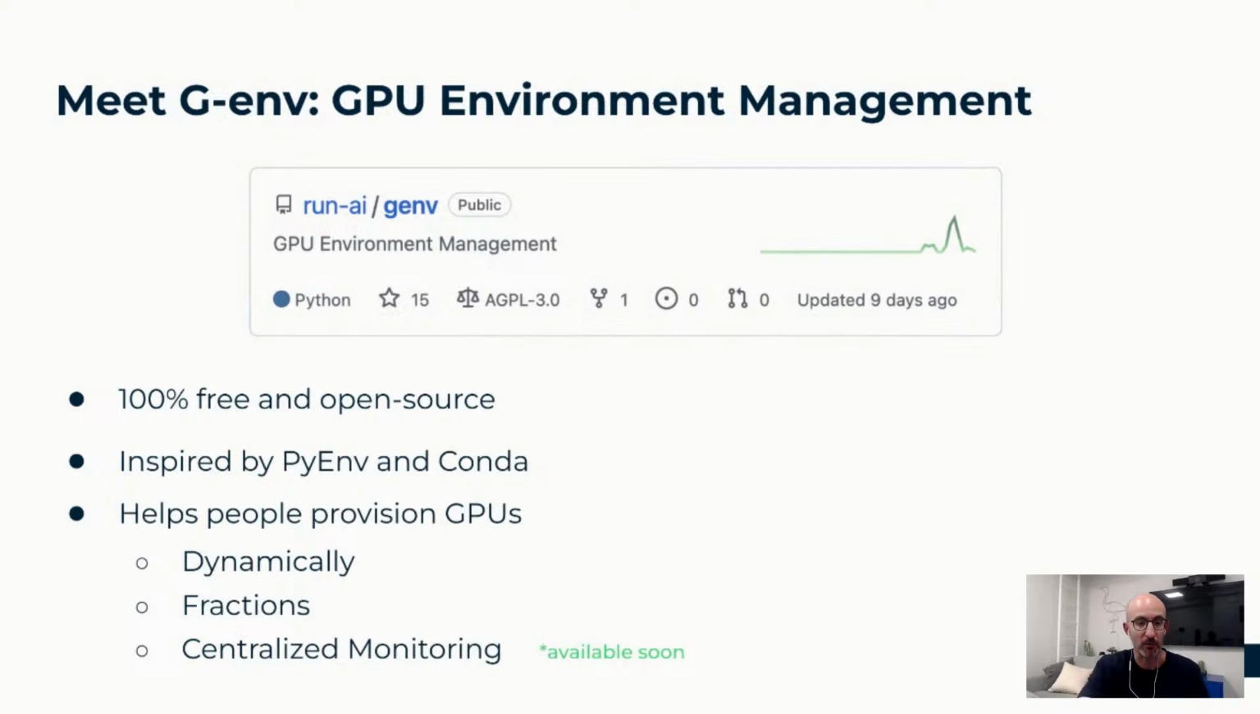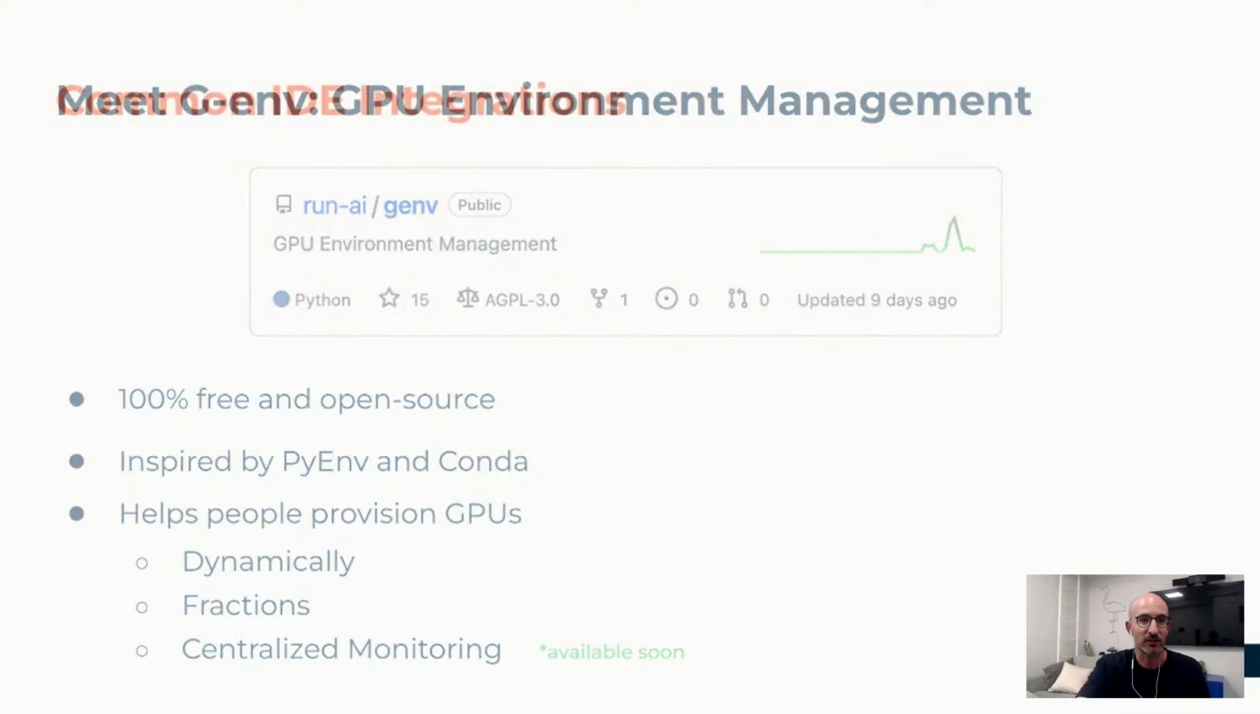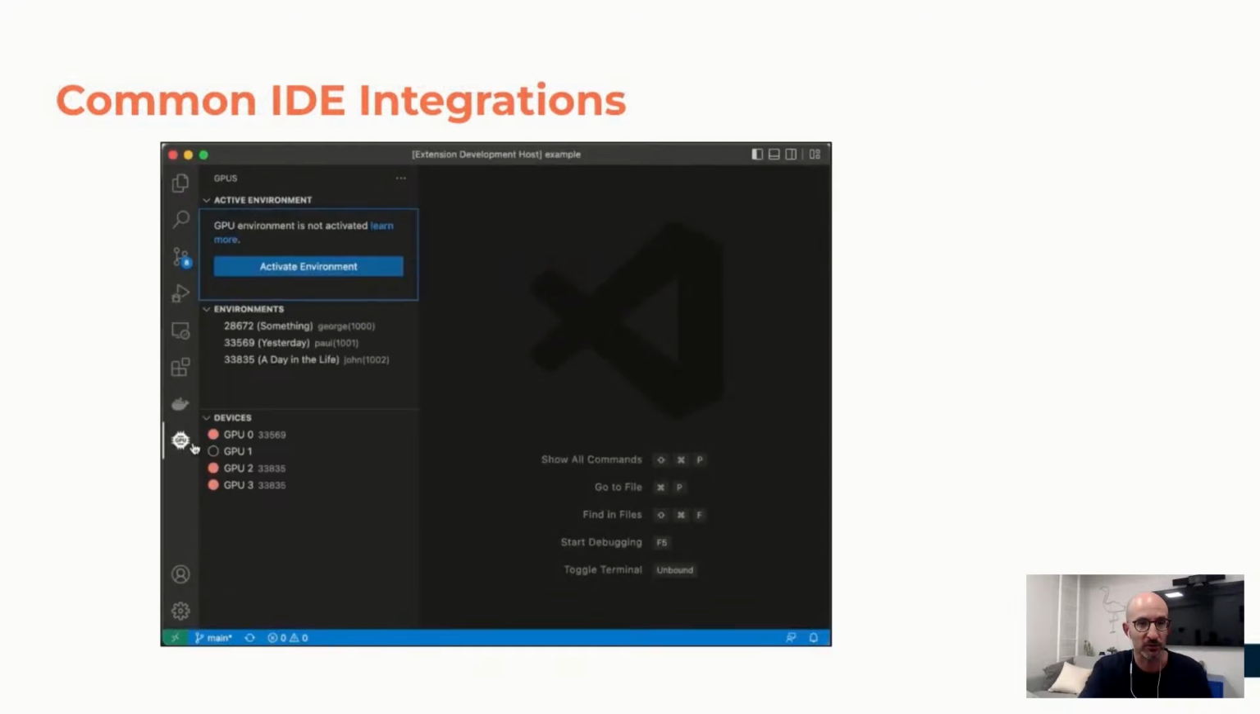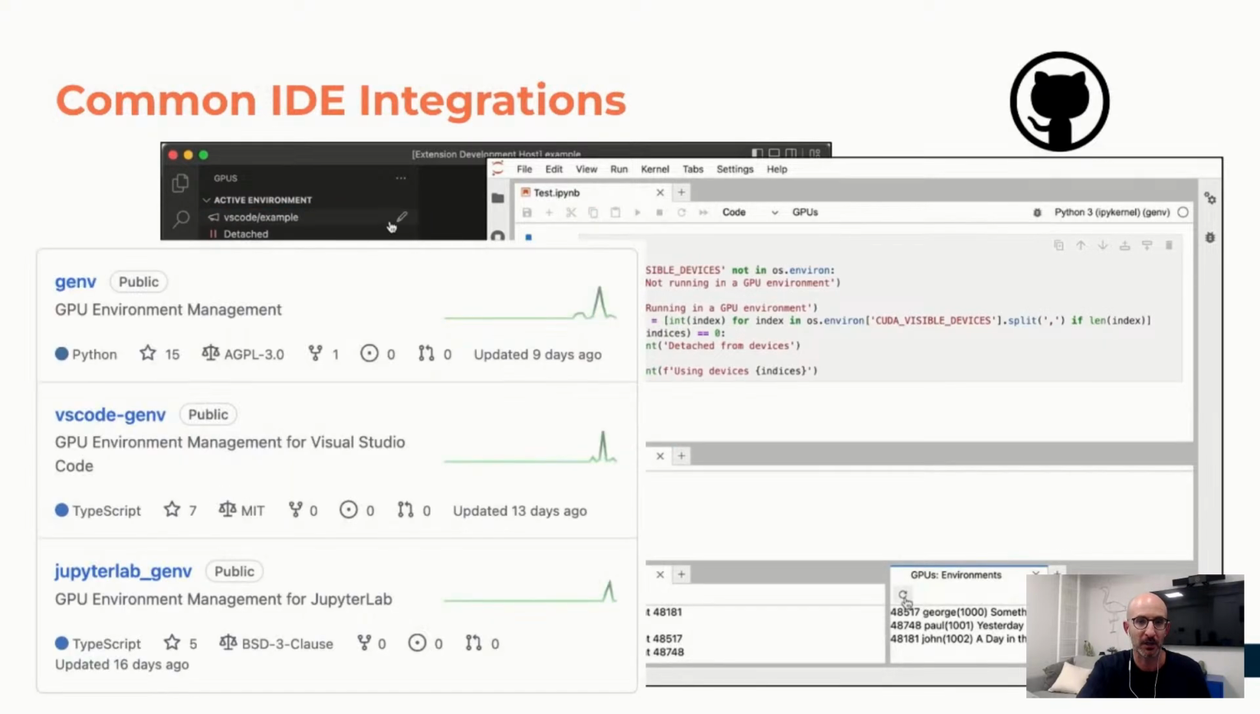And we're going to provide some more monitoring. So you could monitor the usage of your GPUs and metrics like GPU utilization and so on very easily. That will come very soon. So that's GENV. We have common integrations into common IDE tools, into Jupyter Notebook and VS Code. You can find us on those marketplaces.